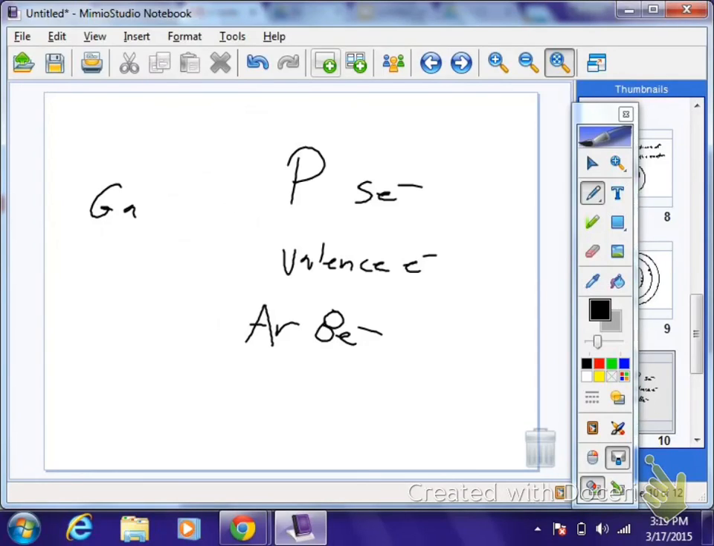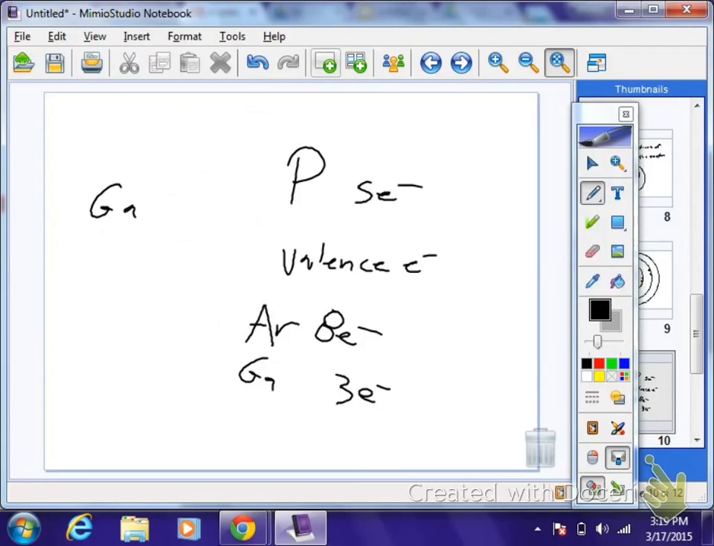Now, with gallium, let me give you a hint. You can only have 8. And if you start counting across this middle group, you're going to have a lot more than 8. So this middle group is not involved in counting. It's only this column here, these first 2, and the last 6 that you count across. Don't count any of the middle group. Is it 3? How many? 3 electrons. Very good. 3 electrons for gallium.